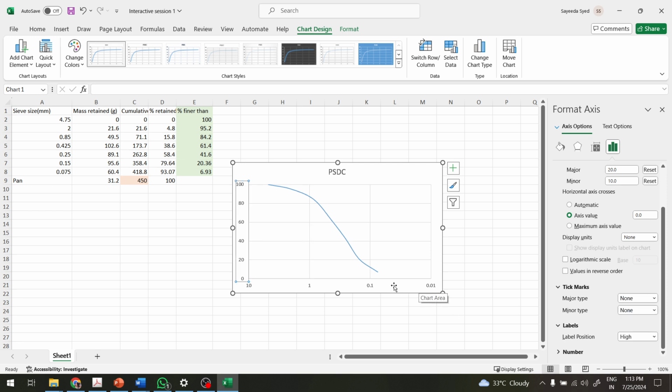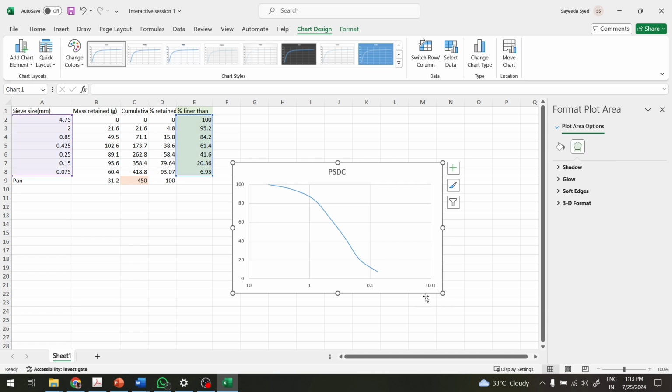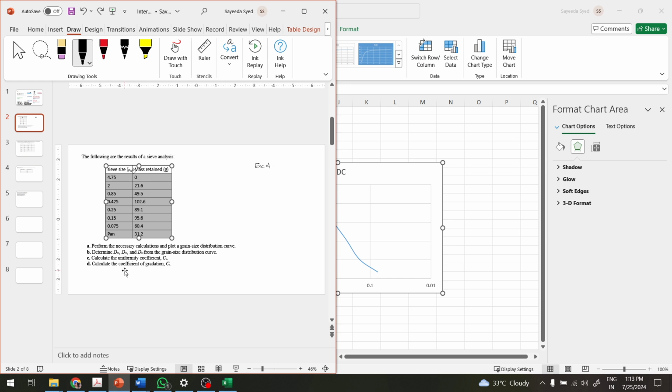Okay. So basically this is our particle size distribution curve for our given soil. So let's go back to the question and see what it is asking us. Perform the necessary calculations that we have done. Plot the grain size distribution curve that also we have done. Determine the D10, D30 and D60.